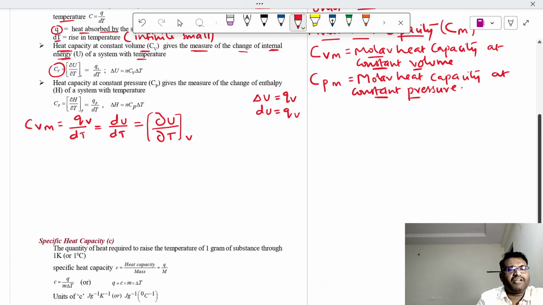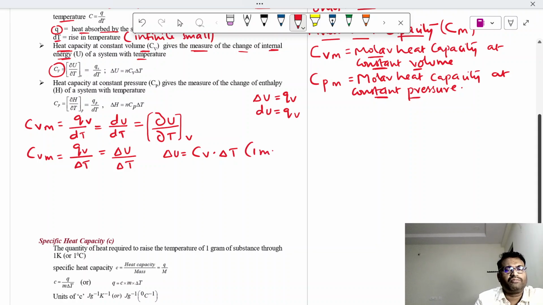So for finite change, I can mention that CVM, molar heat capacity at constant volume, is equal to QV by delta T. This is for finite change. So I can write it as delta U by delta T. Now from this equation, I can also write delta U is equal to CV into delta T. I'm not mentioning M here. You have to remember that it is molar, and this is for 1 mole. For n moles, delta U is equal to n into CV delta T.